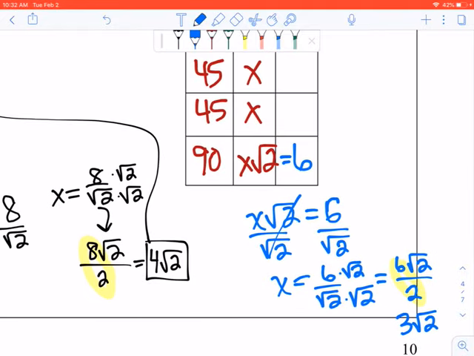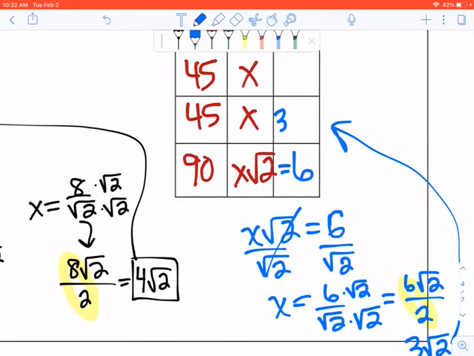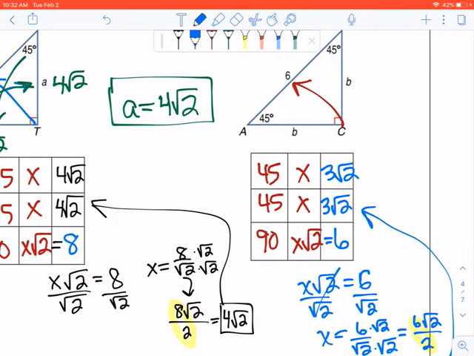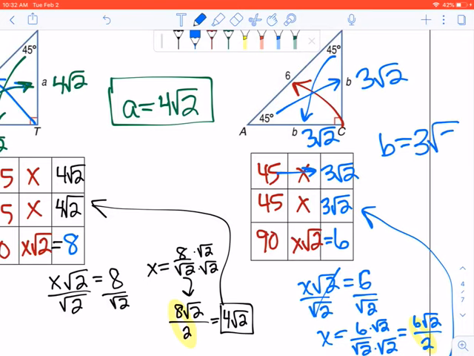Now that's my x in my chart. So that would be 3 root 2, which makes this also 3 root 2. And then I'm going to go back to my picture. Now across from 45 was 3 root 2. Same thing the other way. Across from 45 was 3 root 2. So b equals 3 root 2.